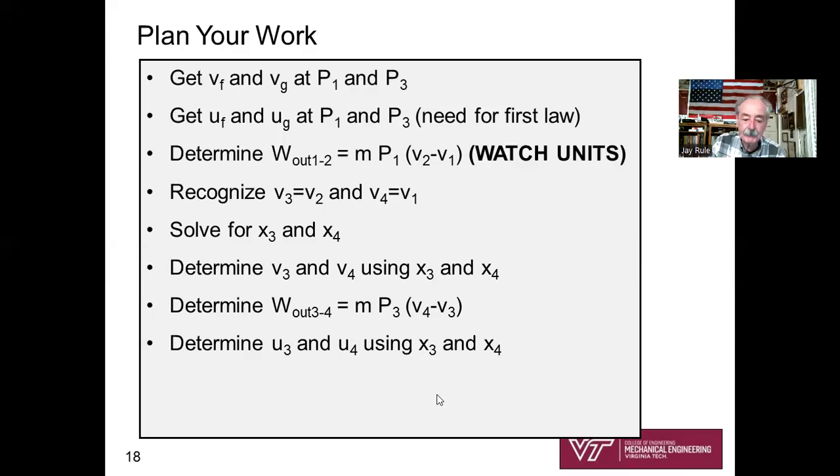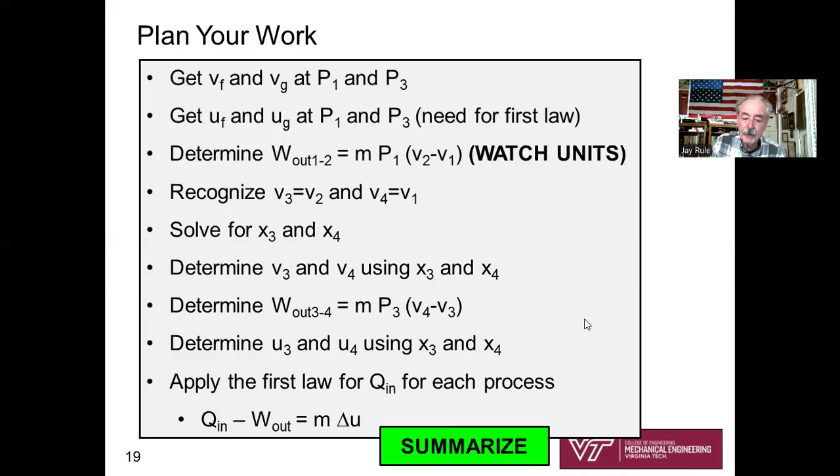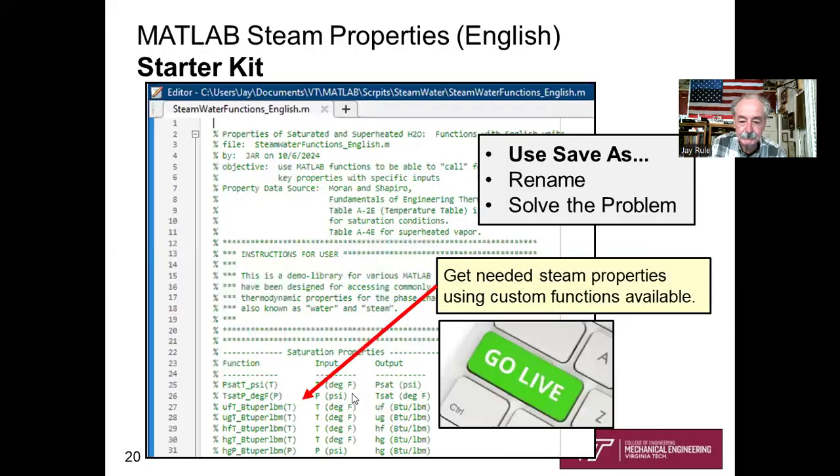We're going to need to determine the internal energy U3 and U4 using the definition of quality that we just found. And then we will apply the first law, Q in minus W out equals delta U, for each of the 4 processes, and then we'll summarize the heat transfer and the work for each of the 4 processes. So there's the setup. We've done this before we've opened MATLAB.